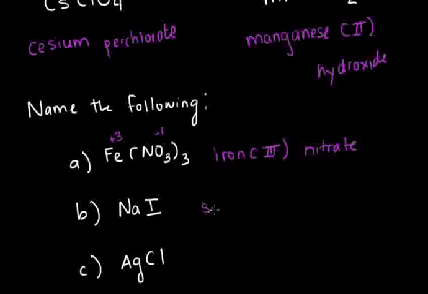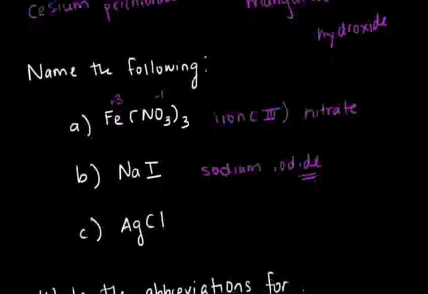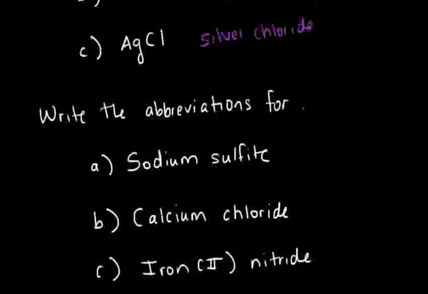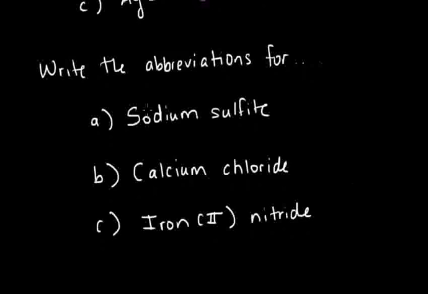Easy one for you. This is just sodium iodide. Don't forget that ide in the end of the anion. And this is just to remind you that silver, even though it's a transition metal, always only takes a charge of +1. So this is just silver chloride. No Roman numerals involved.